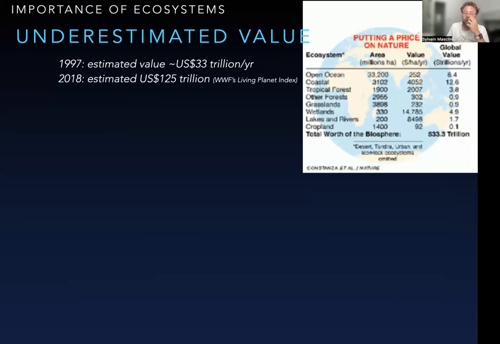The most recent information comes from 2018, saying that, in fact, since we are extracting more nowadays, and of course we have a better estimate too, I forgot to mention, potentially the estimate is up to $125 trillion of resources we get from nature itself.